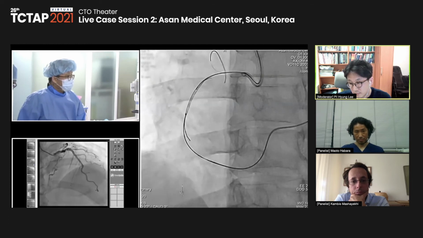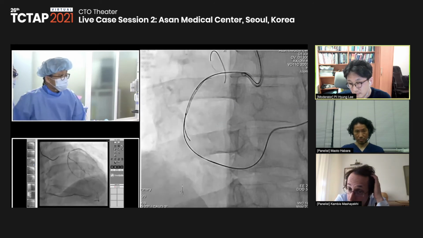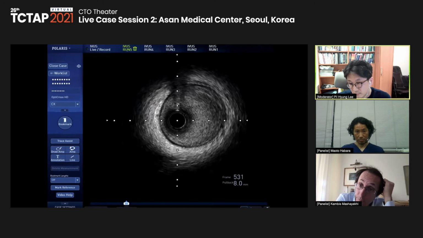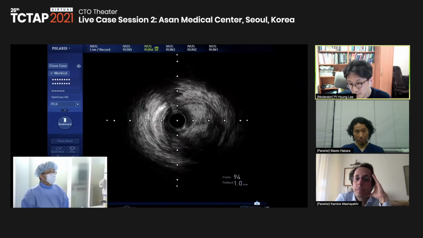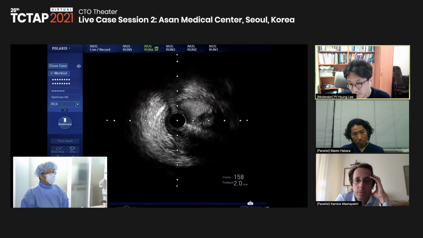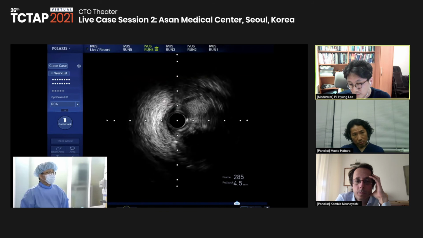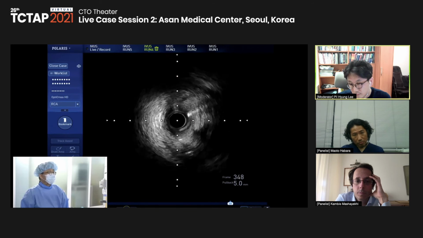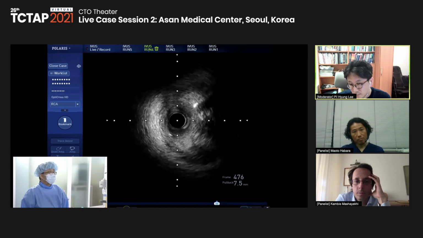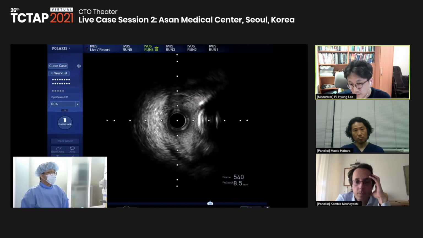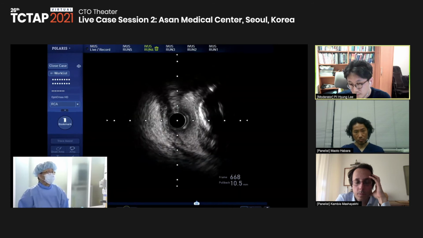so I checked the IVUS to check the position of the antegrade and retrograde wire. So as you can see, the proximal portion is a subintimal place, but the good news is that you can see that the wire from the antegrade to retrograde is in the same place in some area, right?